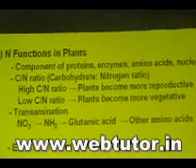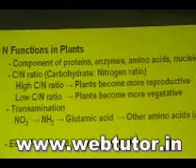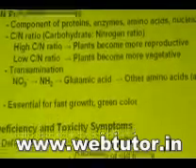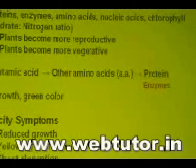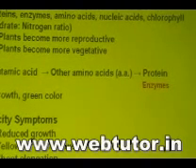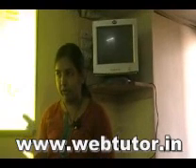When the carbon-nitrogen ratio is on the higher side, towards the upper limit, plants become more reproductive. Why? Because more nitrogen is available, so more synthesis of proteins and everything is occurring. And when the ratio is lower, plants become more vegetative. They become stable or dormant, if you can say. Okay, fine.